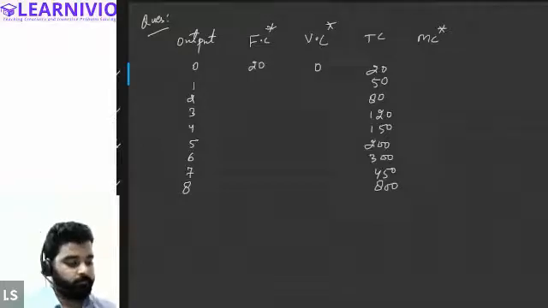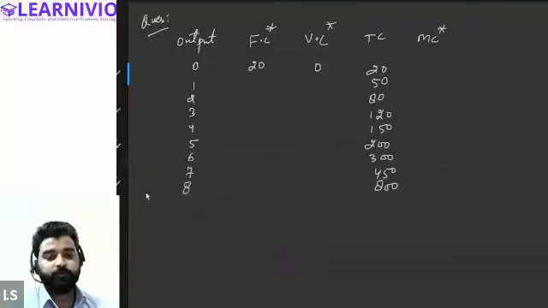Done, everyone? Yes, sir. Okay. So fixed cost will be 20 on every output, 20, 20.